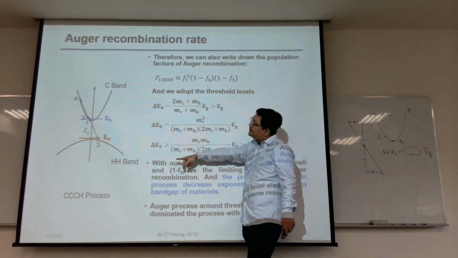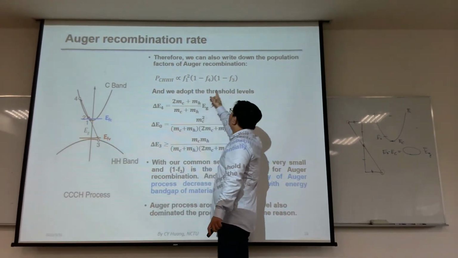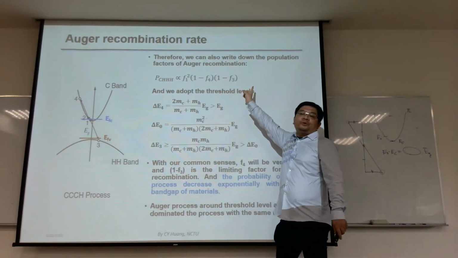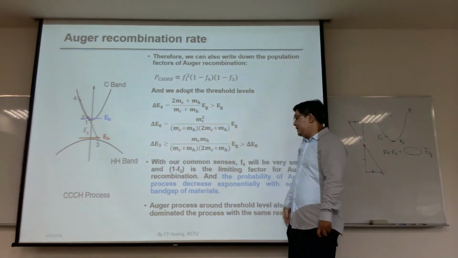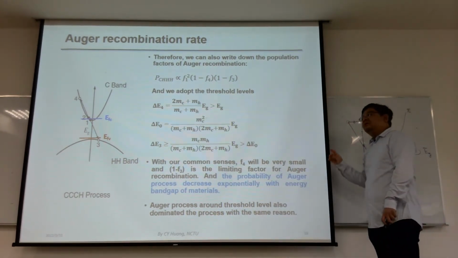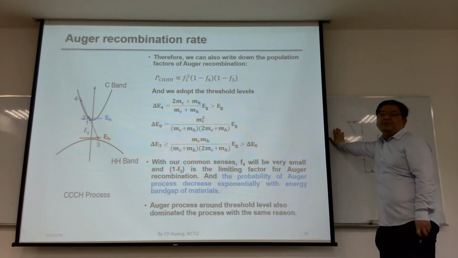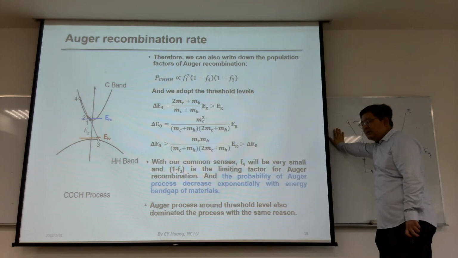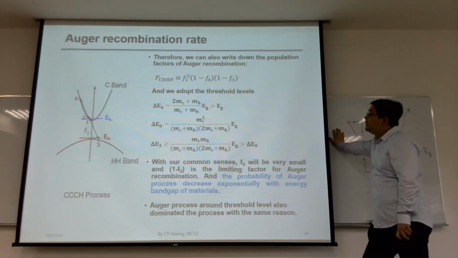Because while the E3 is deep, F3 will approach 1. So the Auger recombination will be unlikely. So wide band gap materials suffer much less than narrow band gap materials from Auger recombination.